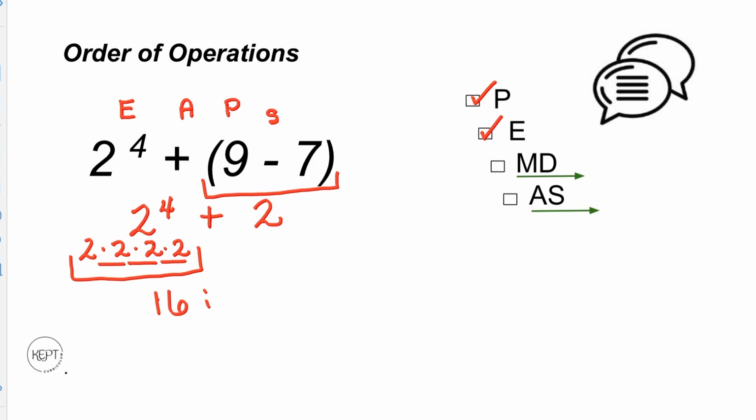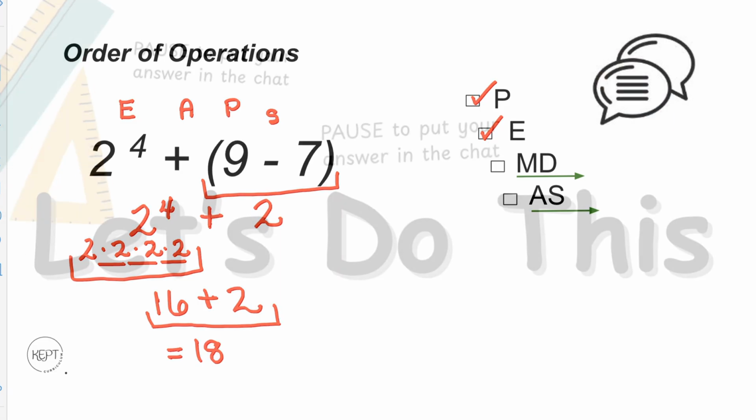We bring everything else down. Our last step is to complete the addition. 16 plus 2 is 18. So if you got 18 for this answer, great job.